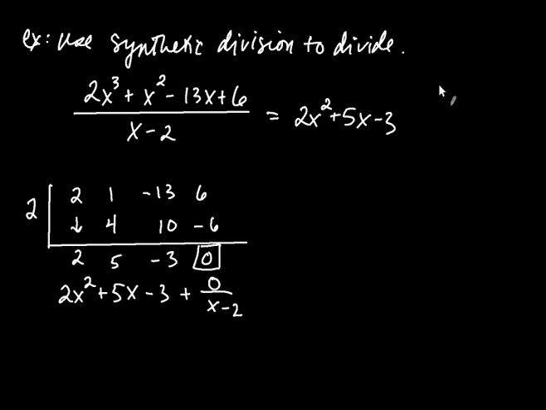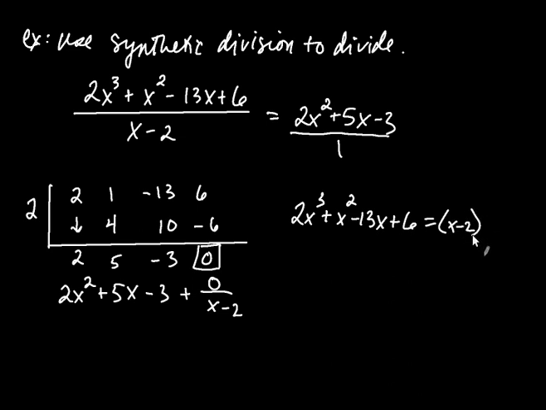And what that tells you when you have a remainder of 0 is that this polynomial, x minus 2, went evenly into that. Why? Because I can write that over 1, and what that means is that I can then cross multiply. So I multiply this by 1, and I get 2x cubed plus x squared minus 13x plus 6, and that's equal to the product of these two, which is x take away 2 times 2x squared plus 5x minus 3.